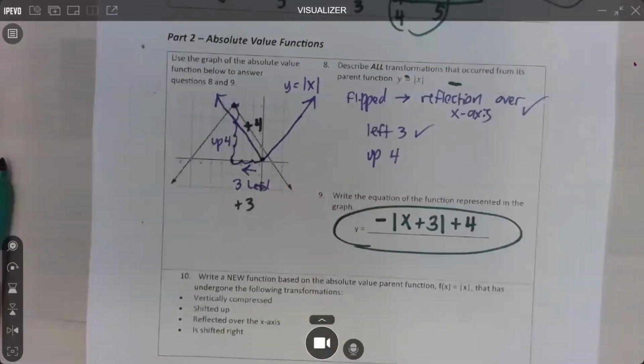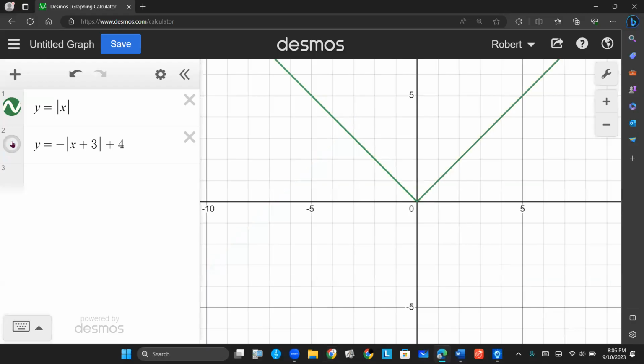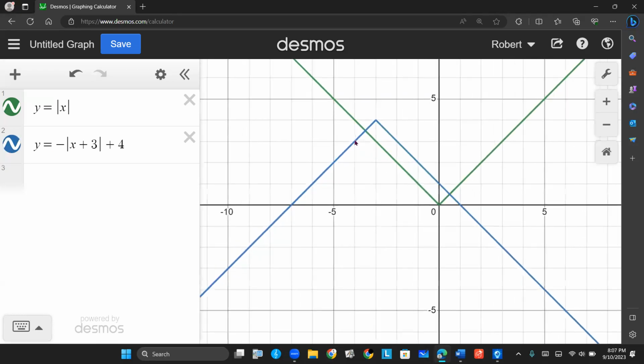I'm going to pause the video and put it in Desmos so you can verify it. You should do the same. Here you can see the original graph, y equals the absolute value of x. If I put in my answer, it does seem to match what I see on my paper, -3, 4, and it's opening downward. So that should take care of question number 8 and 9. Let's move on to the next one.